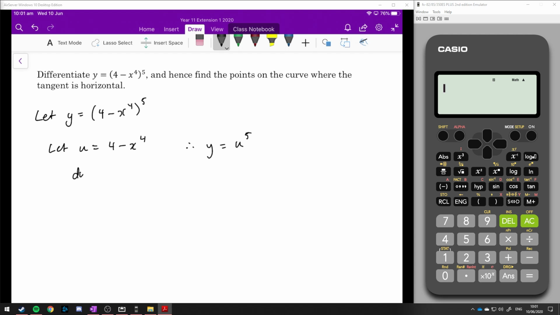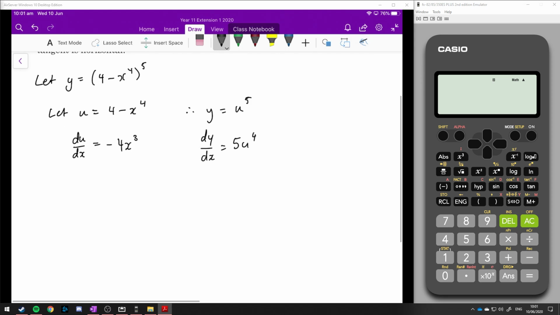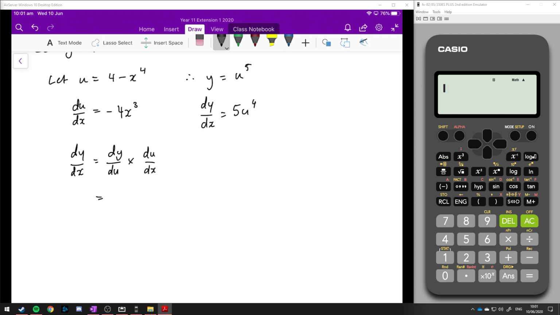Once we've done that, we can do du dx, so differentiating u with respect to x, the 4 is going to disappear, and we're going to be left with minus 4x cubed. Then we differentiate y with respect to u, and on this side I'm going to get 5u to the power of 4. Once we've done that, we can put it together. So dy dx is equal to dy du times du dx, which is our chain rule. So putting these together, dy dx is equal to 5u to the power of 4 times negative 4x cubed.